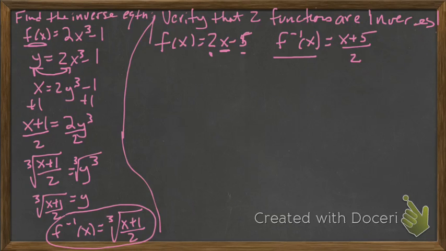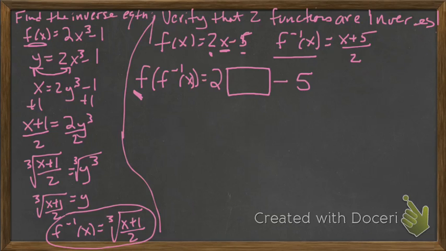So what I'm going to do is I'm going to do f of f inverse of x. And let's see what happens. Now, remember, when we compose, we always rewrote the outer function with the input box. So in this case, it's going to be the function f. So I'm going to write it as 2 times the input box minus 5. Now, in the input box is going to go f inverse of x, which is (x plus 5) over 2.